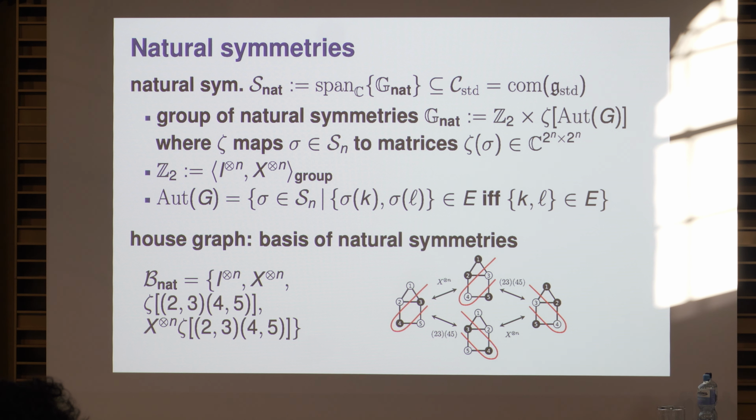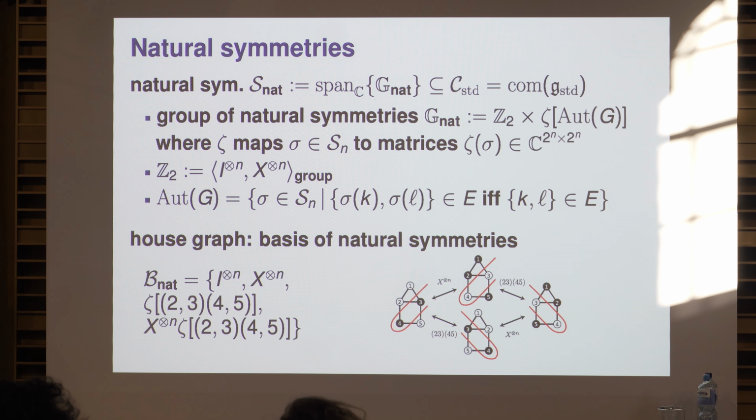Now in the house graph, the automorphisms are the identity and this weird permutation here. And we get all the things we get. These act on the vertices, and also this X and X tensor n, and so we get this orbit here under that. So these are the natural symmetries.